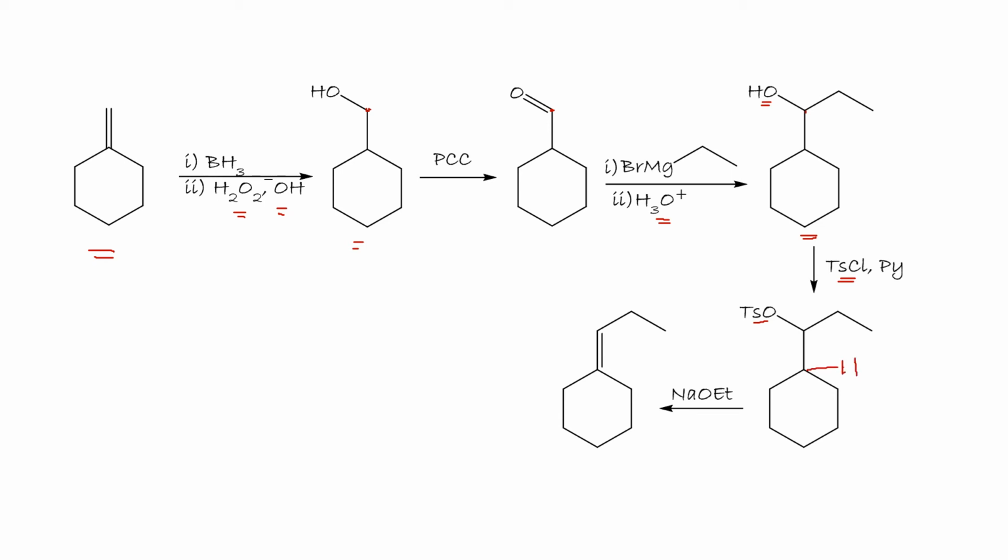Then we add base. The base will take this hydrogen via E2 elimination mechanism to get the alkene. As you can see, this is going all the way up. That's linear synthesis.